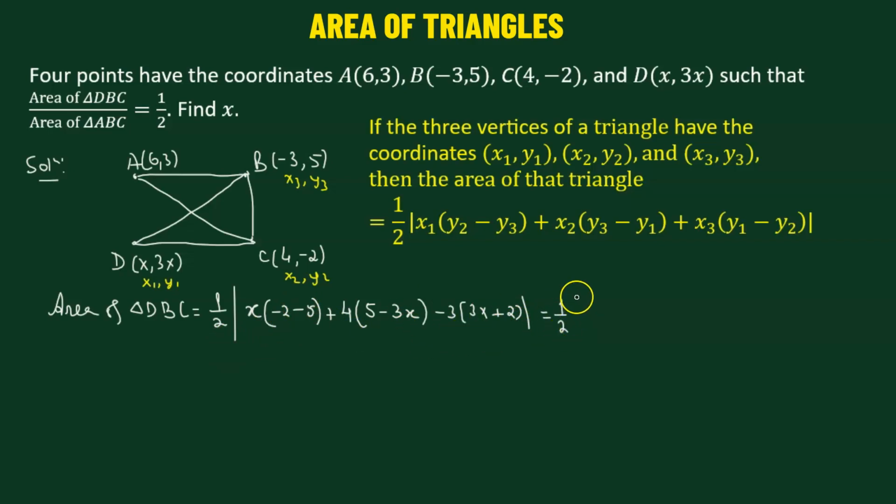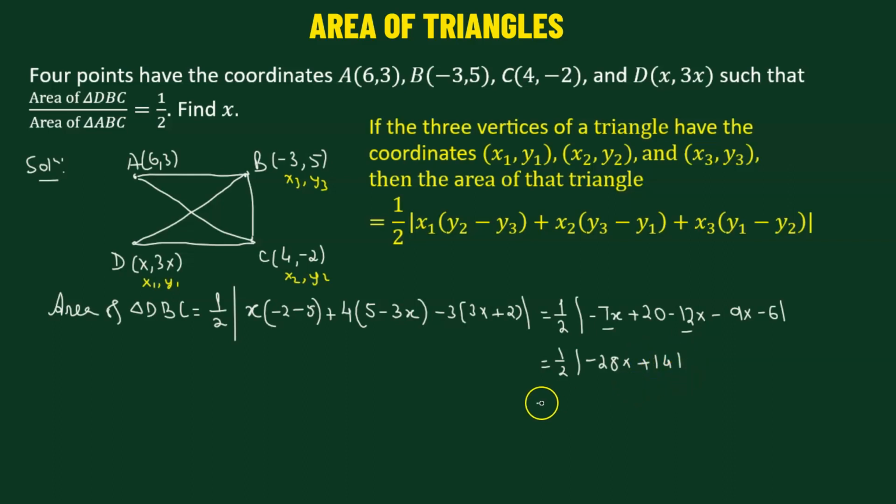So we have half multiplied to x times, so this will be -7. So -7 times x will be -7x. Added to, we have 4 times 5, so that's going to be 20, minus 4 times 3x, that's going to be 12x. Then we have -9x minus 6. Fine. So this will be equal to half multiplied to, so -7x, -12x, that's a -19x. The -19 minus 9x, that's going to be -28x. Then we have 20 minus 6, so that's going to be +14.